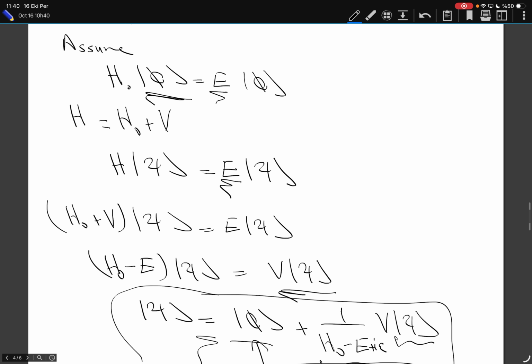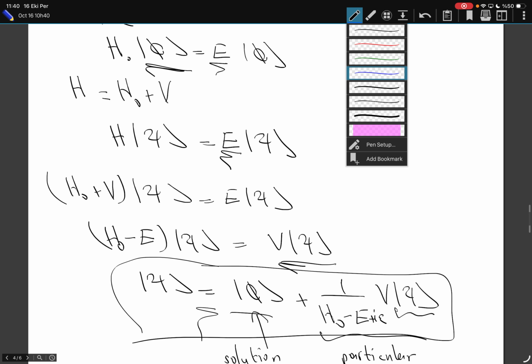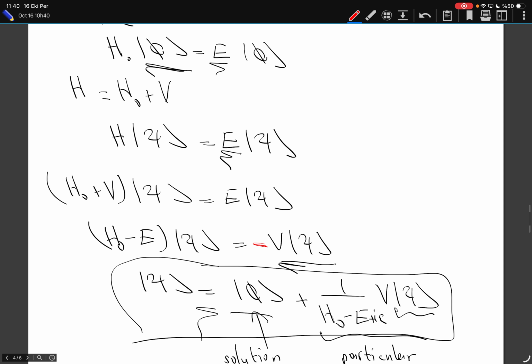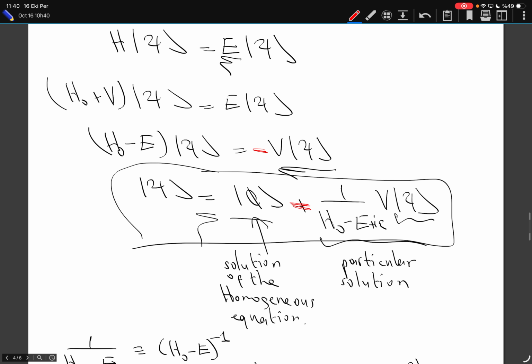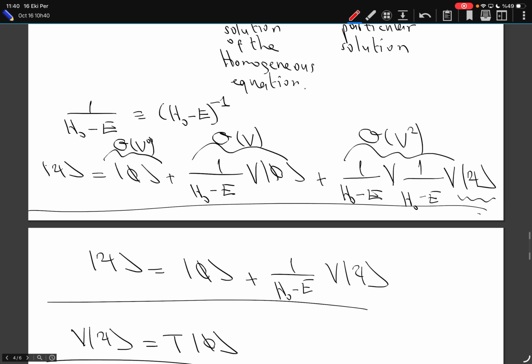Okay, just a small correction in this equation. This is minus. So this is minus. Basically, all these E minus H0s, H0 minus E's will be E minus H0.